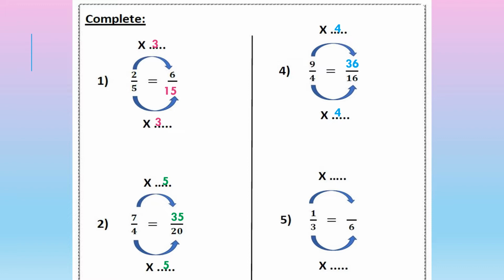Number 5, 1 over 3 equals what over 6? Look at the denominator. 3 times what equals 6? 3 times 2. So 1 times 2 equals 2.